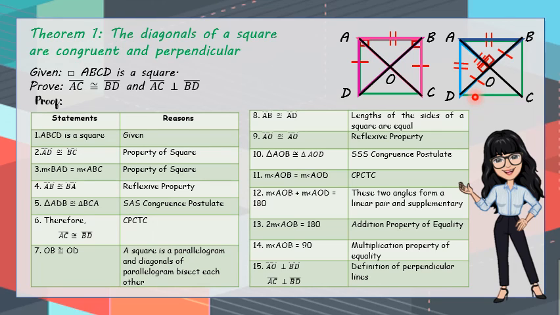So they are congruent and perpendicular. So that is the theorem for our square. Actually, we don't need to prove this one. We have already proven that diagonals of our rectangle are congruent and diagonals of our rhombus are perpendicular. So if we put them together, then we can also say the theorem for square, which is the diagonals of the square are congruent and perpendicular.